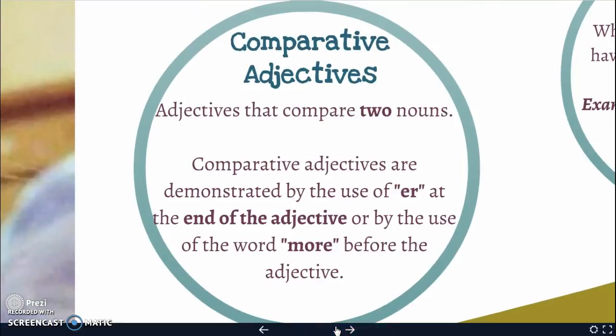Okay, so up at the top, the first thing that we're going to talk about are comparative adjectives. And these are adjectives that compare two nouns. So on your note sheet, you need to fill in the blank line with either the number 2 or the word to. And we show these adjectives by using the ending ER at the end of the adjective, or by using the word more before the adjective. So on your note sheet, you need to be filling in the words end and before.